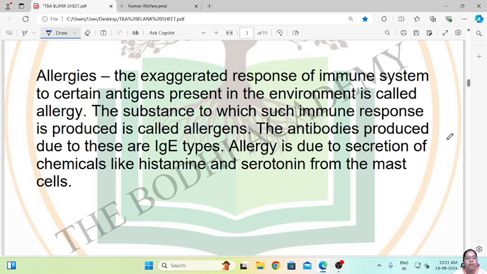The antibodies produced due to these are of the IgE type. Allergy is due to the secretion of chemicals like histamine and serotonin from the mast cells. This is how allergies are caused, because the body is sensitive towards certain substances, and that causes allergies in our body.